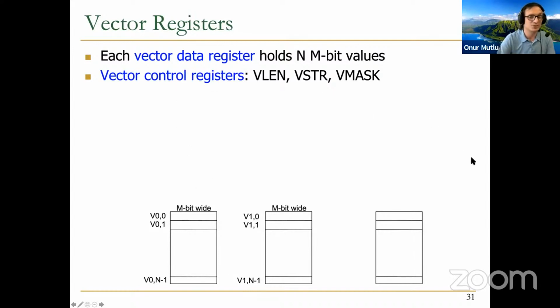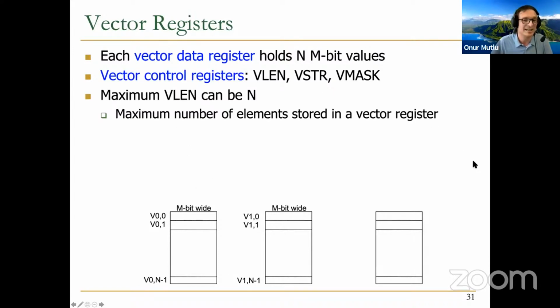There are also vector control registers: vector length, vector stride, vector mask, and the maximum vector length can be n, as we discussed. This is the maximum number of elements stored in a vector register. That's dictated by a hardware limit, as you can see, right? You cannot store more elements than n in a single vector register.